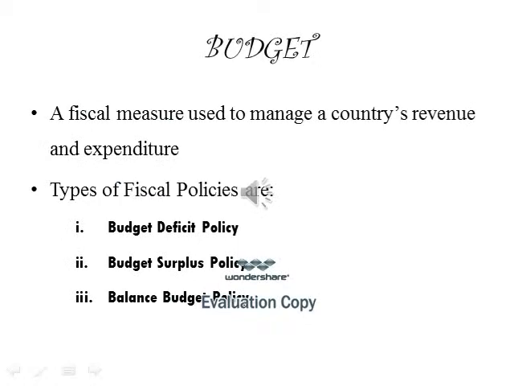The government budget. Budget. This is a fiscal measure used by a country to manage its revenue and expenditure over a given period of time. The fiscal measure used is called fiscal policy. Fiscal policy is the use of government spending and tax policies to alter national income. There are three types of fiscal policy. They are budget deficit policy, budget surplus policy, and balanced budget policy.